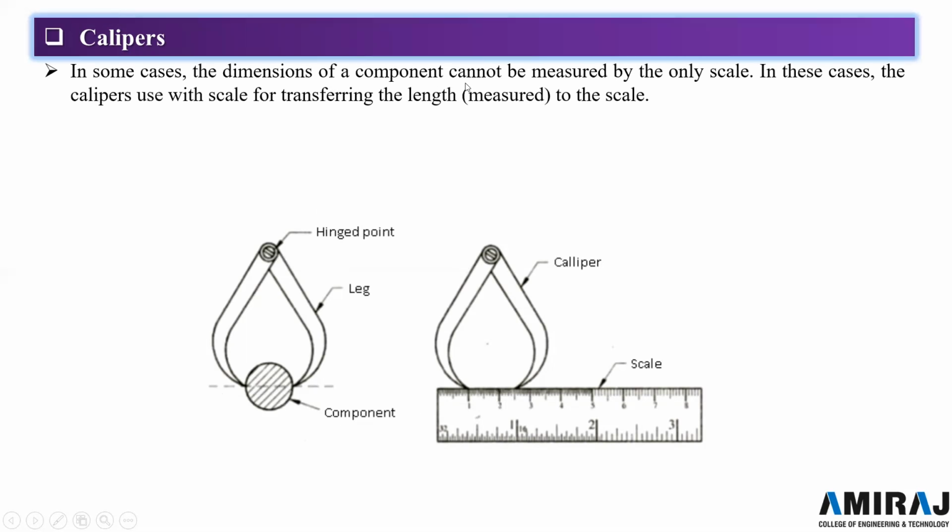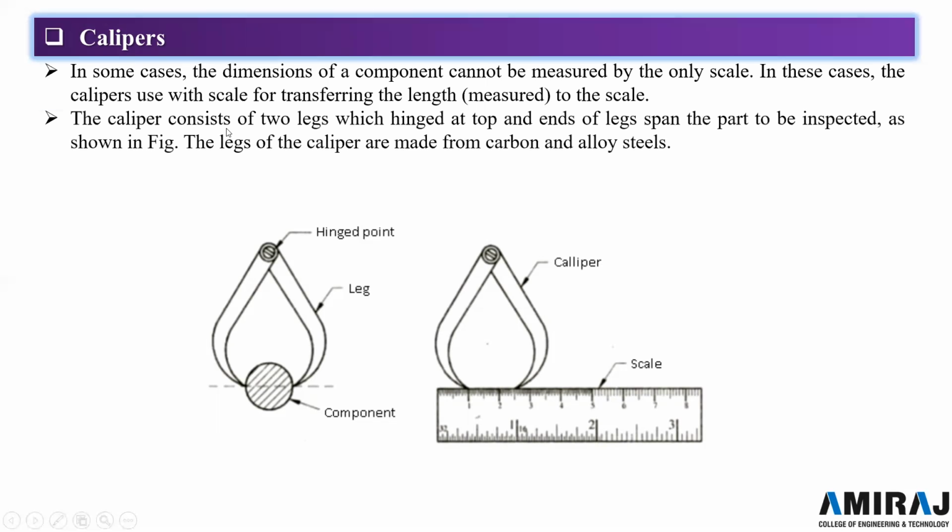In some cases the dimension of a component cannot be measured with the scale. If we want to measure the diameter, it is not possible to measure accurately directly with the scale. So in these cases the caliper is used with a scale for transferring the length measured to the scale. The caliper consists of two legs, hinged at the top, and the ends of the legs span the part to be inspected, as shown in the figure.